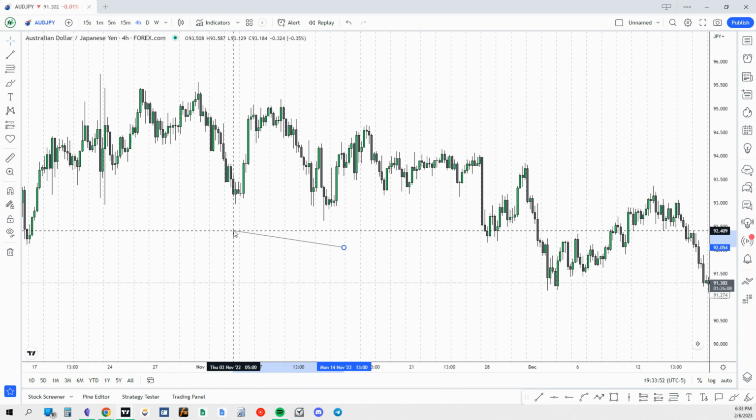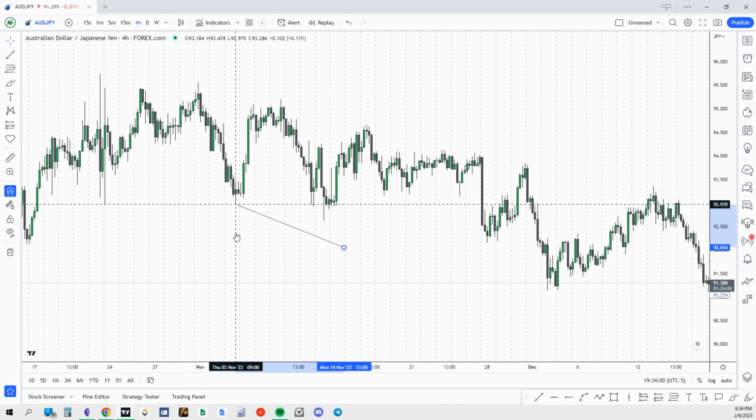If you don't know this yet, when you're using a drawing tool, you can actually hold Control or Command depending on your device, and it will then snap the drawing tool to the closest candle wick, or if you move up a little bit, then it will snap to the candle body close. And so we can hold Control or Command and move our drawing tool around to actually get it to the true bottom wick of this candle.